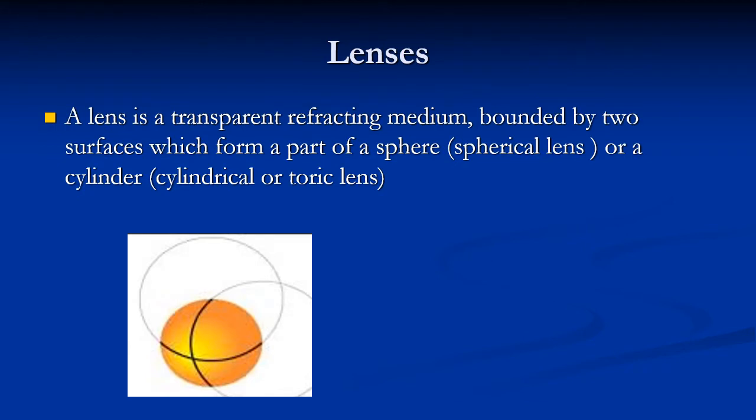A lens is a transparent refracting medium bounded by two surfaces which form a part of a sphere, that is a spherical lens, or a cylinder, that is a cylindrical lens. In this picture you can see a basketball. It has curvature, so vertically or all over the 360 meridians, the curvature is the same, so it is a spherical one.